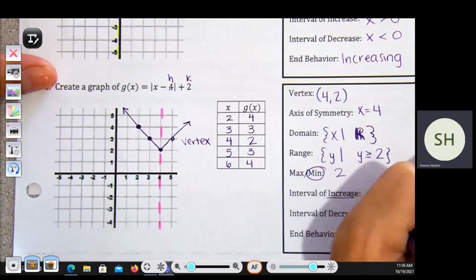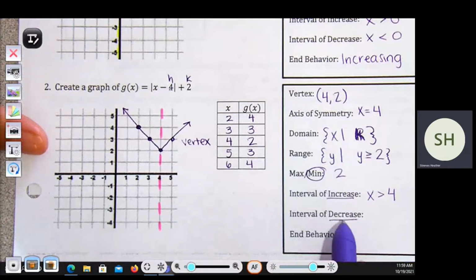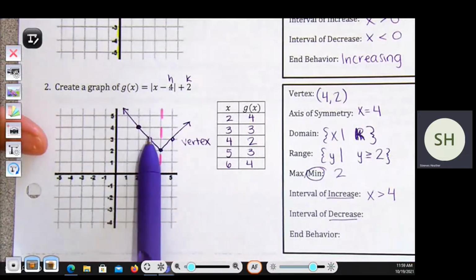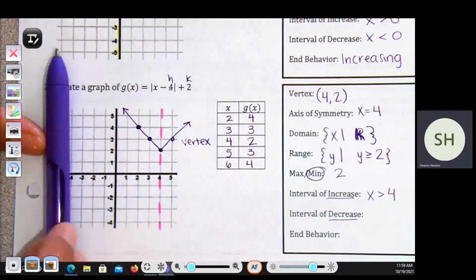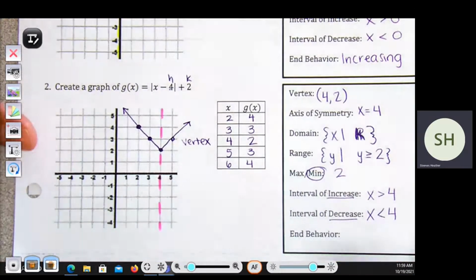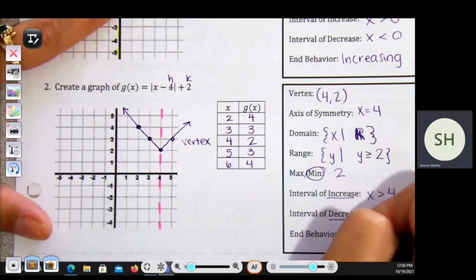Can you explain range when we're done with this problem, just quickly? The interval of decrease is the opposite side of increase. So this portion's decreasing because from left to right it's going down. So x has to be less than or greater than? Less than 4. What end behavior is it? Increasing. Okay, so let's talk about range really quick.